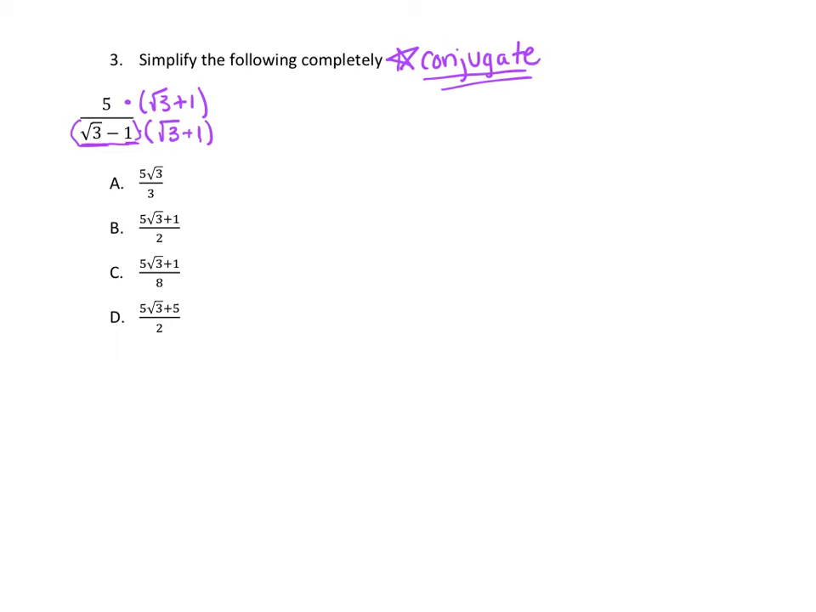So I'm going to multiply the bottom out first. Now when I have the bottom, I have a binomial times a binomial, so I'm going to need to FOIL this out. So I have square root of 3 times square root of 3, which would be square root of 9. Square root of 3 times 1, which would be positive square root of 3. Negative 1 times square root of 3, which would be negative square root of 3. And then negative 1 times 1 should be minus 1. Now on the top, I just have a single number, so I'm just going to distribute that in. And I'll get 5 square root of 3 plus 5.